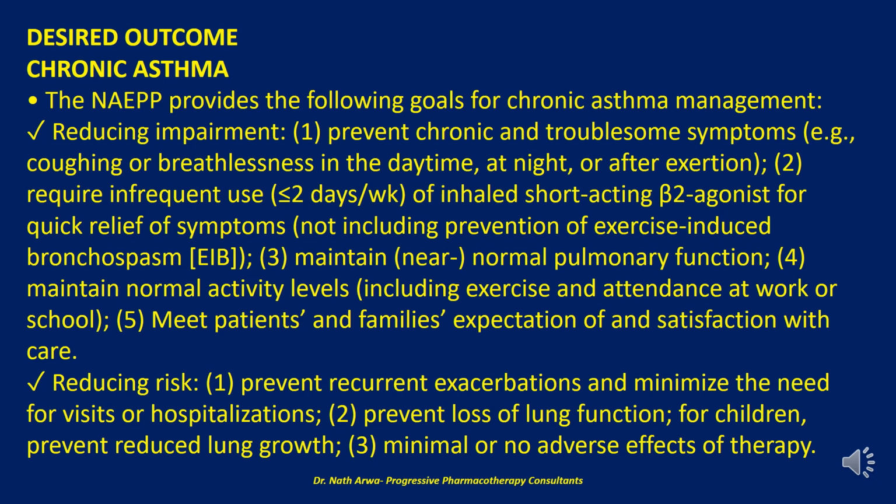1. Prevent chronic and troublesome symptoms, e.g., coughing or breathlessness in the daytime, at night, or after exertion. 2. Require infrequent use, that is equal to or less than 2 days per week, of inhaled short-acting beta-2 agonist for quick relief of symptoms, not including prevention of exercise-induced bronchospasm, abbreviated as EIB.